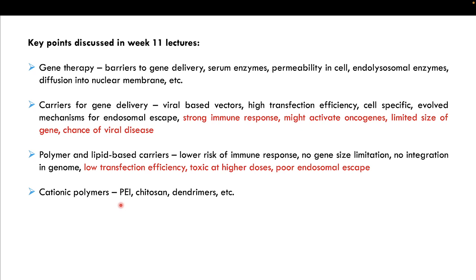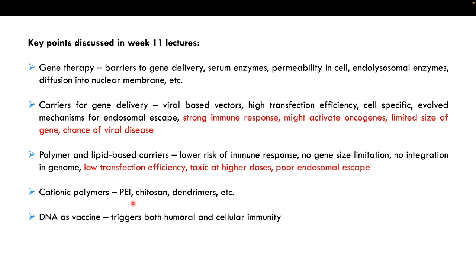Some of the examples of these cationic polymers are PEI, which is polyethylene imine. Then there is chitosan, there are dendrimers, etc. There are a lot of positively charged polymers which are available in the market to do research on this gene therapy.